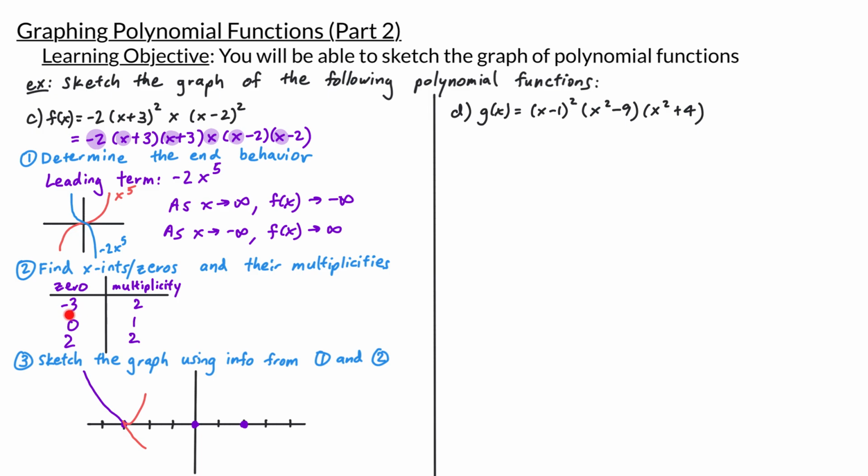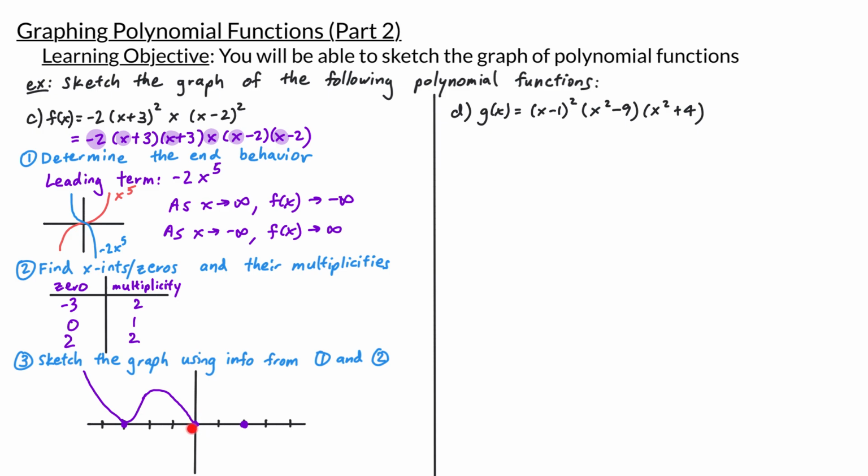At x equals -3, the multiplicity is 2, which is even, which means that our graph will touch the x-axis and bounce off. So let's draw that on our graph. Next, we want to connect what we have to our next x-intercept. So bring the graph back down towards x equals 0.